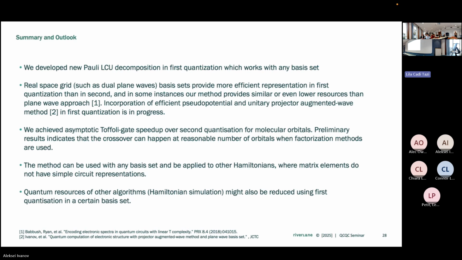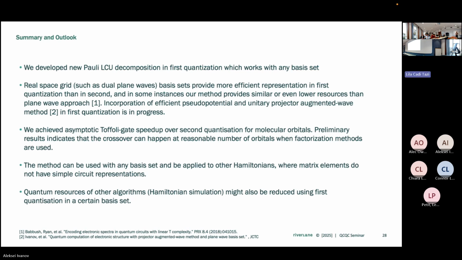All right, I think this is all I wanted to tell you. Now I'll try to summarize and say a few things about what we are doing now. So basically, in this work, we developed a new Pauli LCU decomposition in first quantization, which works with any basis set. What you can see is that if you use, for example, a real space grid, you get significant speedups if you just switch from second quantization to first quantization.